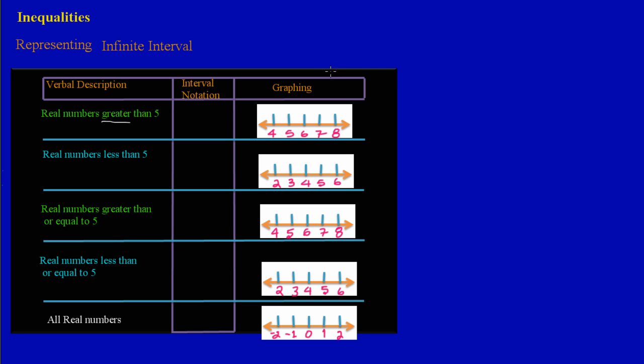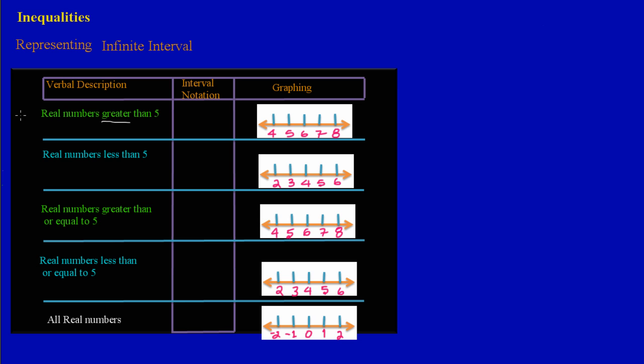In the previous exercises, we looked at an infinite and a finite interval. Now, in this lesson, we're going to be looking at how we represent an infinite interval in three different ways. We can be given a verbal description, as we have here in this column, or we can be asked to write it in interval notation, or we could be asked to graph it on a number line.